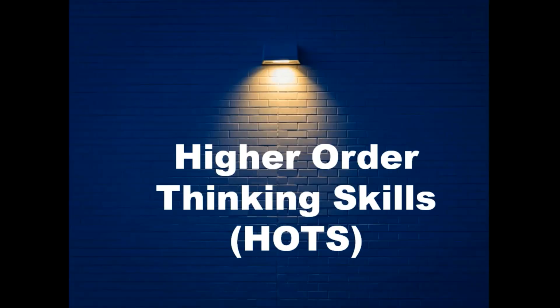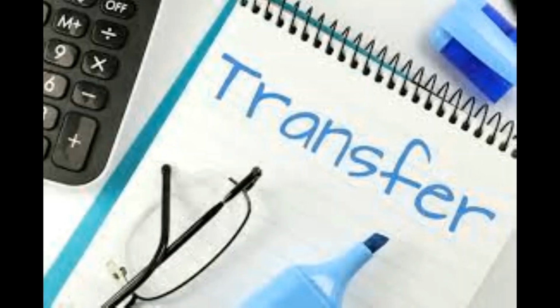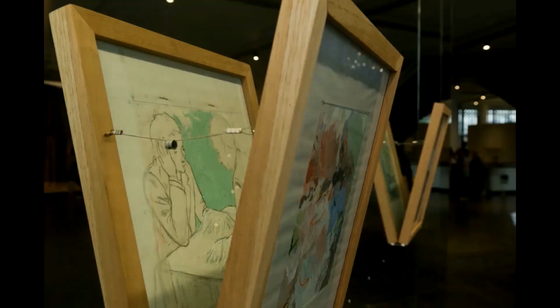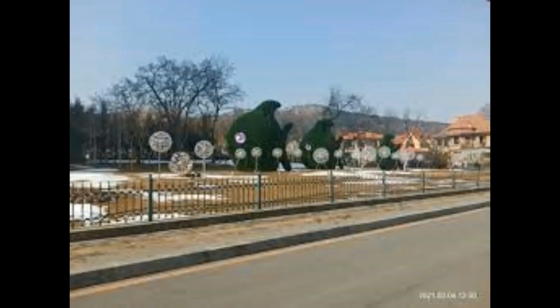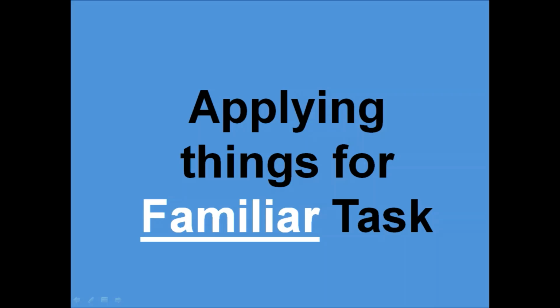Higher order thinking skills, or HOTS. From this level forth, the rest of the levels are considered to be higher order thinking levels, or HOTS. Applying. Some educationists also call it the transferring level. It means to carry out or use a procedure in a given situation, or use information or skill in a new situation. It has two main categories: executing and implementing. Executing. Alternative name is carrying out.